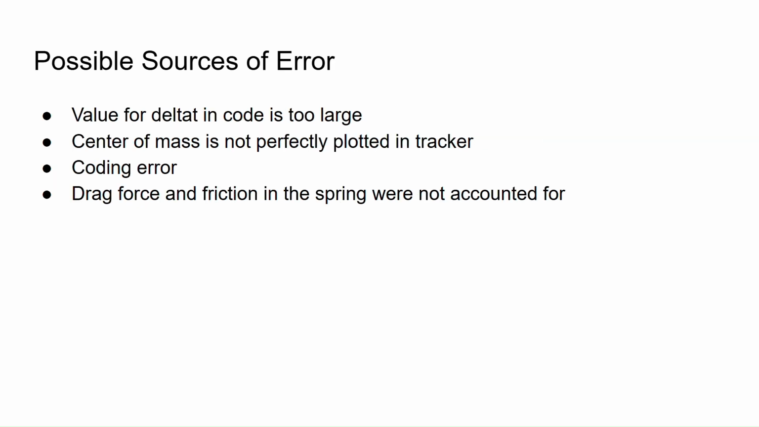Possible sources of error. Delta t could be too large in the code, causing the graphs to become less accurate due to the timestep where calculations are done not being as small as it could be. Center of mass not perfectly being plotted in Tracker, error in the coding, and also in our code we did not account for drag force and friction from the spring, which do occur in real life.